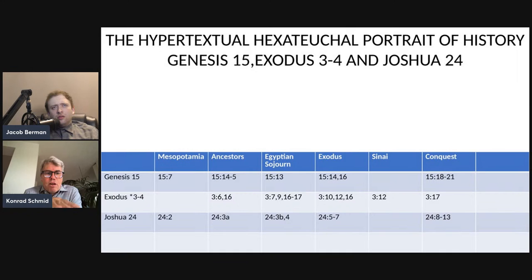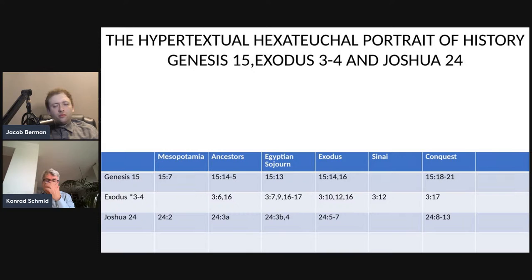Yes, so these texts that you display here, these would be the elements that I would count among the elements of this maybe early Persian period redactional layer that for the first time combined Genesis on the one hand and Moses and the Exodus story on the other hand. And here you can ask yourself, what happens if you combine a self-standing Genesis with a self-standing Moses Exodus story?